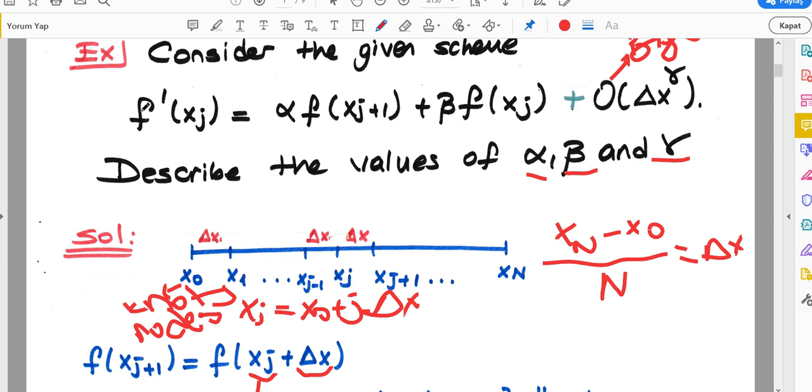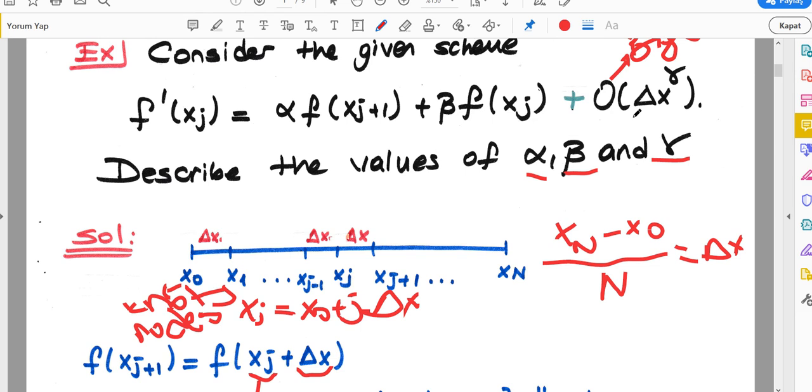The first side is the left side and the second side is the right side for us. On the left side, I'm seeing the first derivative. This is my purpose: I want to get just the first derivative at the xj node, okay? On the right side, we will use two representations, which are f of xj and f of xj plus 1, which means f of xj plus delta x, and also the order representation.